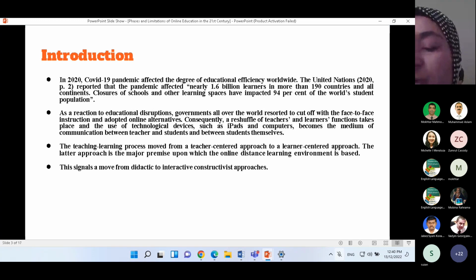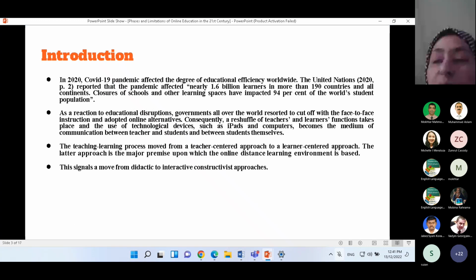So the teaching-learning process moved from a teacher-centered approach to a learner-centered approach, which is the major premise upon which the online distance learning environment is based. This signals a move from deductive to interactive constructivist approaches.